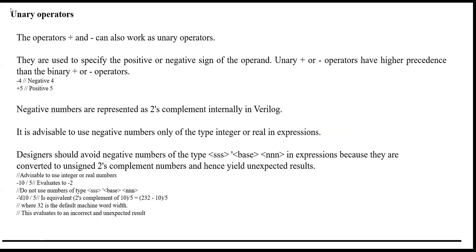Coming to the unary operator, it stores values in 2's complement form internally. Like you may be assigning, let's say, a equal to minus 2. How is it going to be stored inside the memory? In 2's complement form, minus 2 in 2's complement. That's how it is. We also saw the base system and talked about that.